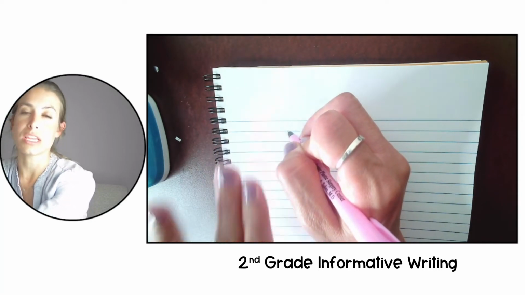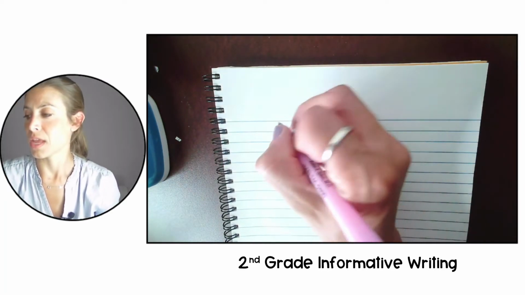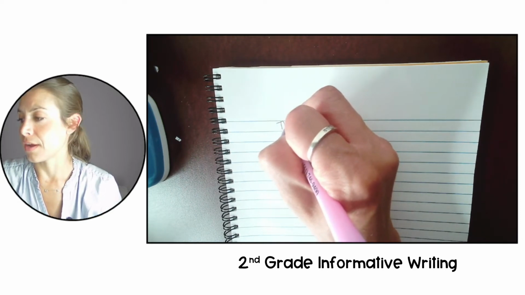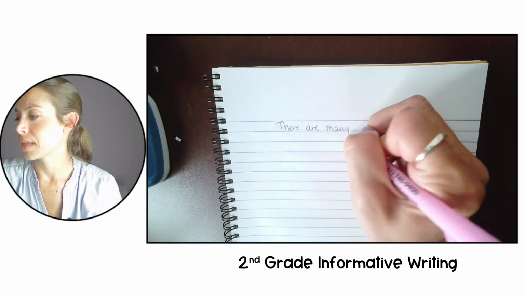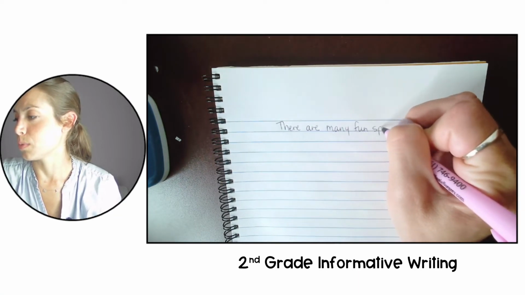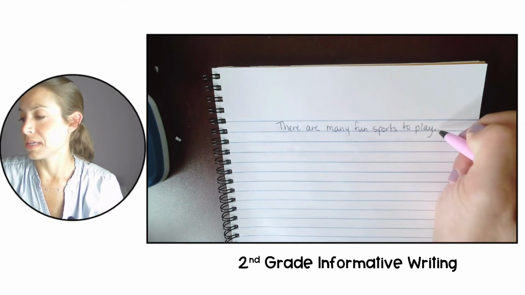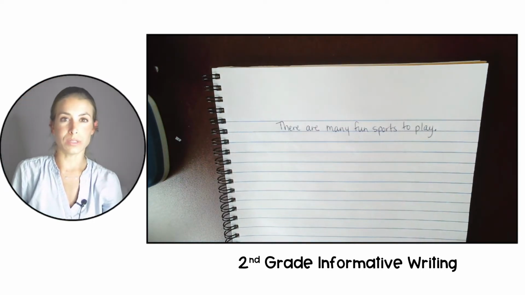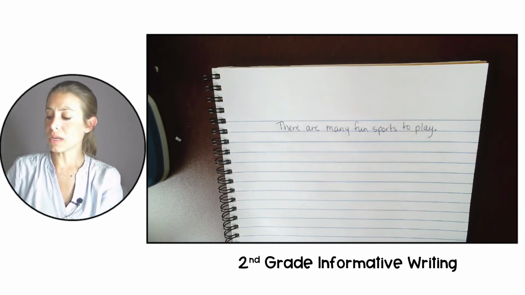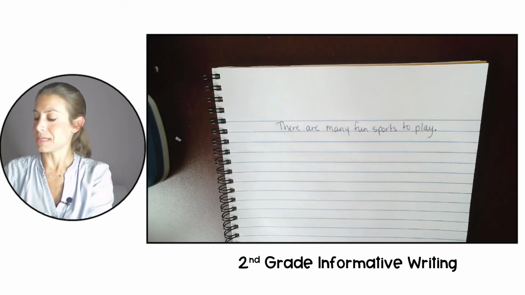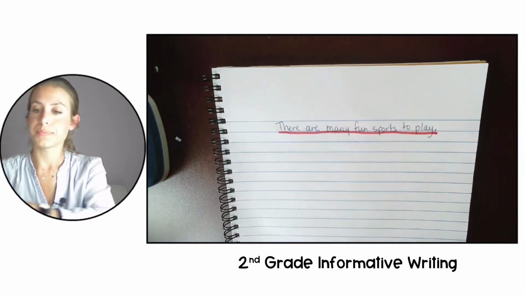So what I've been talking about throughout this entire essay, which is pretty much fun sports to play. So I'm going to say, there are many fun sports to play. Because I've been talking about all these cool, fun sports to play within my essay. So that's a summary of what I've been talking about. So I'm going to underline that in red because that is my first component of my C paragraph.